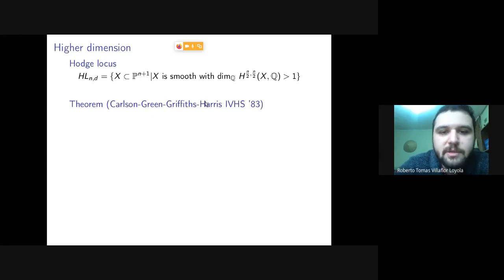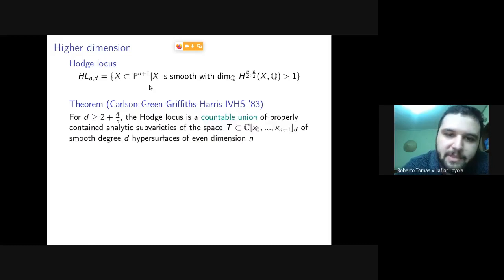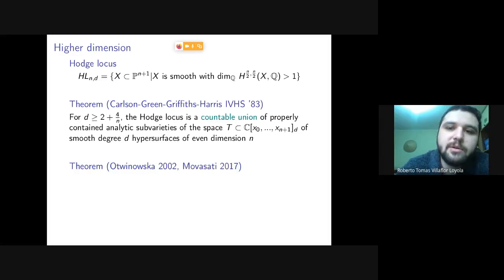And after Carlson, Green, Griffiths, Harris, the infinitesimal variation of Hodge structures, the tools that they developed are also useful for us in order to study this higher dimensional space. One big difference between the Hodge locus and the Noether-Lefschetz locus is that a priori we don't know if this Hodge locus is an algebraic variety. But what we know after Carlson, Green, Griffiths, and Harris is that it is a countable union of proper analytic subvarieties of the space of all smooth degree D hypersurfaces of even dimension n. And in fact, these analytic subvarieties are algebraic. This is a deep theorem due to Cattani, Deligne, and Kaplan, but I won't talk about this because we don't need it here. So the point is that this locus is again very weird.